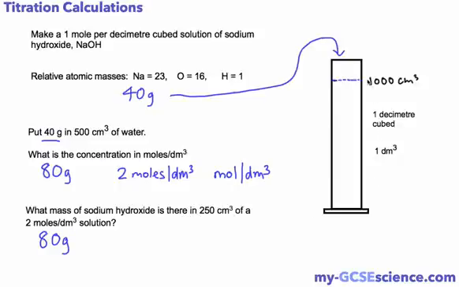Well, we know that 1 decimeter cubed is 1,000. 250 is a quarter of that. So we have in 250 centimeters cubed a quarter of our 80, which is 20 grams of our sodium hydroxide, and that would equate to our answer. We don't need to do anything further because it's just asking us what mass of sodium hydroxide is in there. Okay, so hopefully you've got the hang of this slide. If not, just have another look at it.